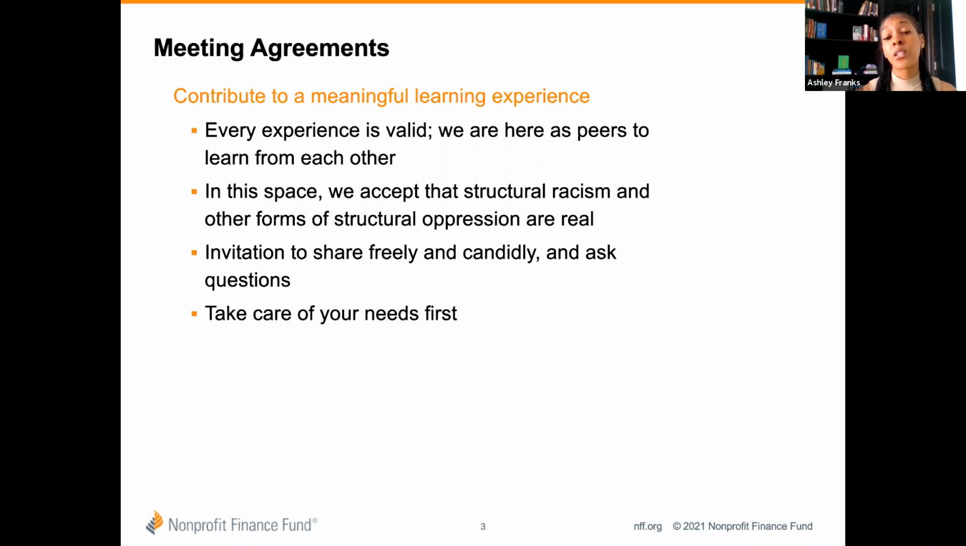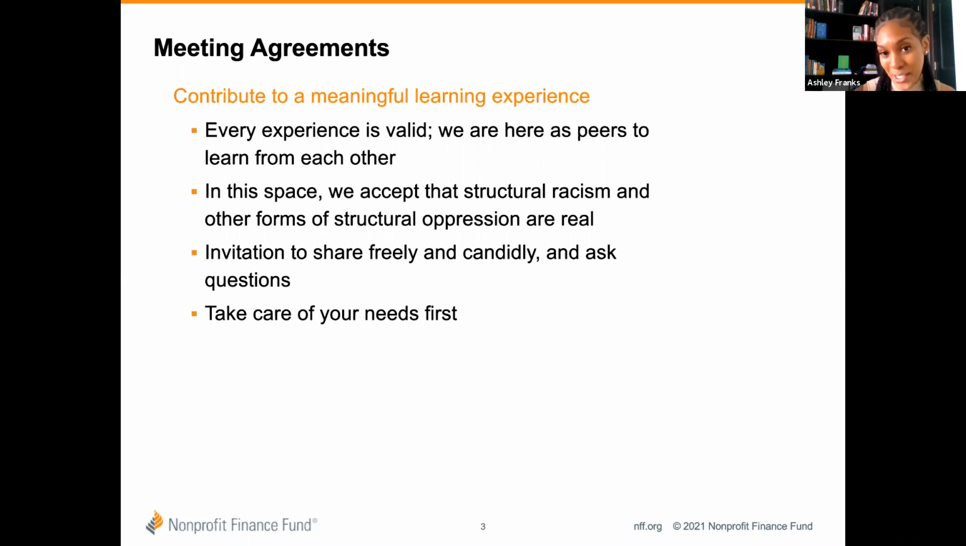Another really important meeting agreement is that in this space, we accept that structural racism and other forms of oppression are real. That is a fact that we are not arguing against in this space. Equity has come up in our past webinar series, and certainly it will come up a few times throughout the webinar today. And we should all agree that equity is a concern in our sector and in the world at large.